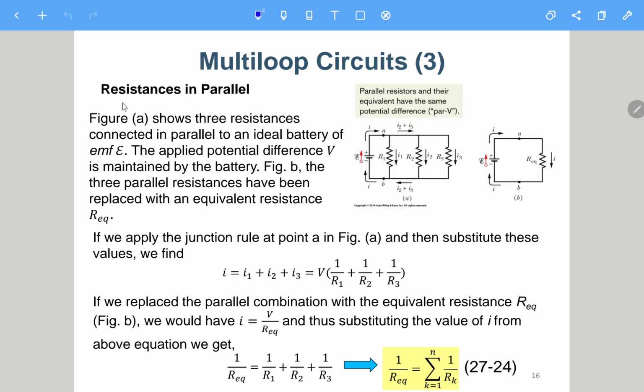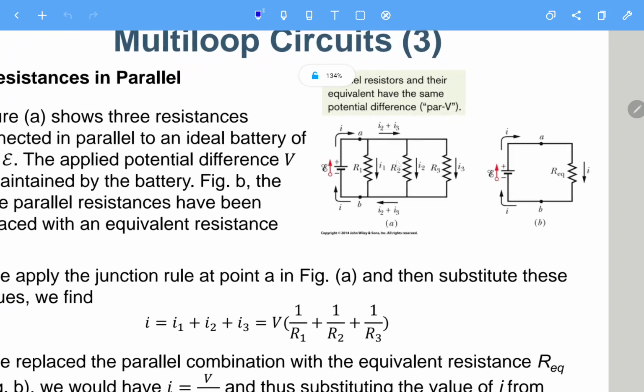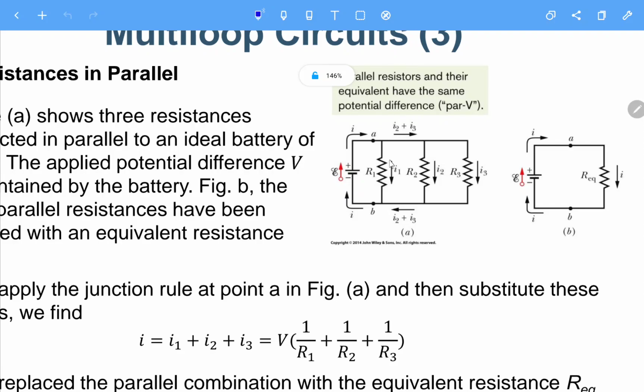Okay, so next we consider the resistance in parallel. Here we can see this is an EMF. This is R1, R2, R3 in parallel. Of course we have not taught it before the experiment, but hopefully you know how to calculate the parallel resistance. So here we will need to use KCL. So this is I. This I1, I2, I3 will sum up to be I.